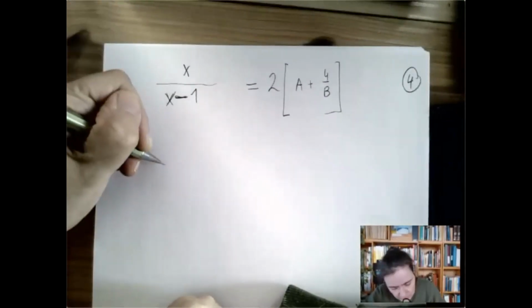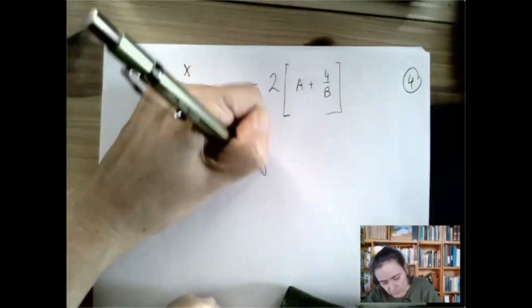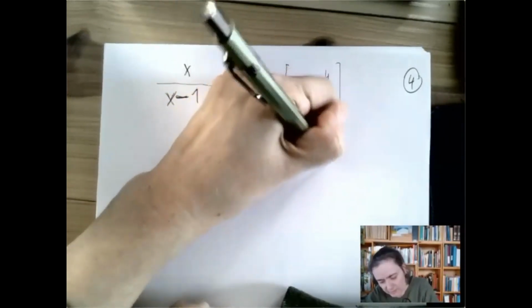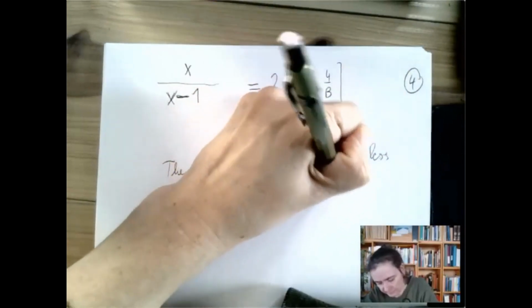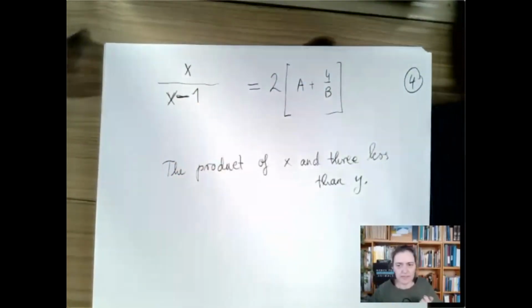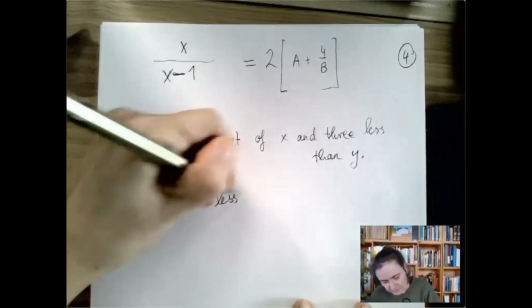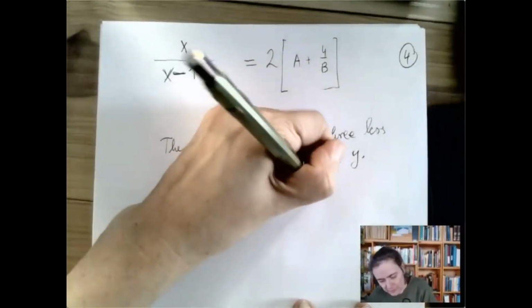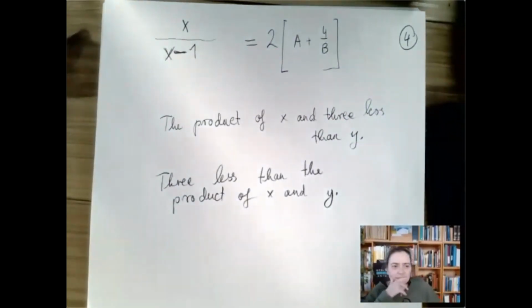Okay. So the product of X and 3 less than Y. That's just an expression, not a statement. 3 less than the product of X plus Y. Sometimes I think seeing them in pairs enlightens certain things, helps you understand. So that is a pair.